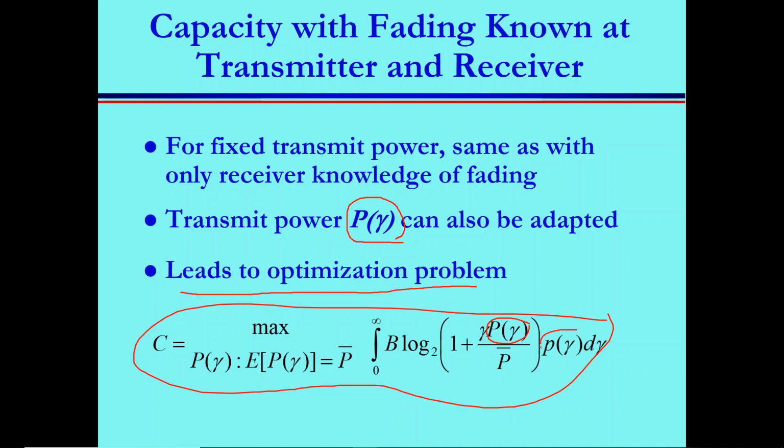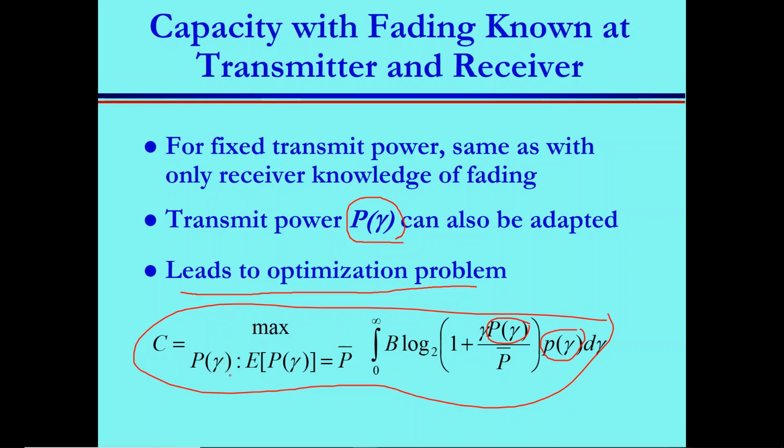Don't confuse small p with capital P. Small p represents the distribution of your instantaneous signal to noise ratio due to the channel. Capital P represents the distribution due to the power you allocate to your data at the transmitter. And capital P with a bar over it represents the average power.